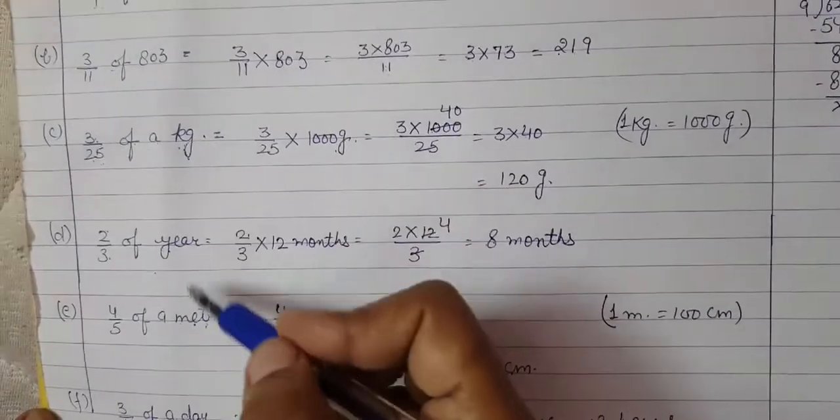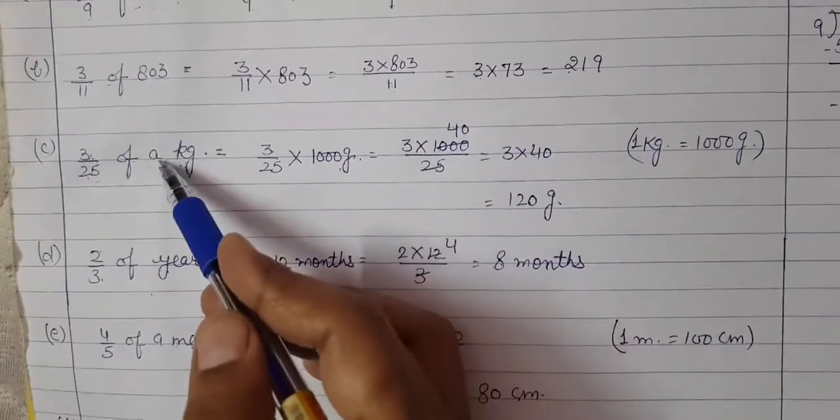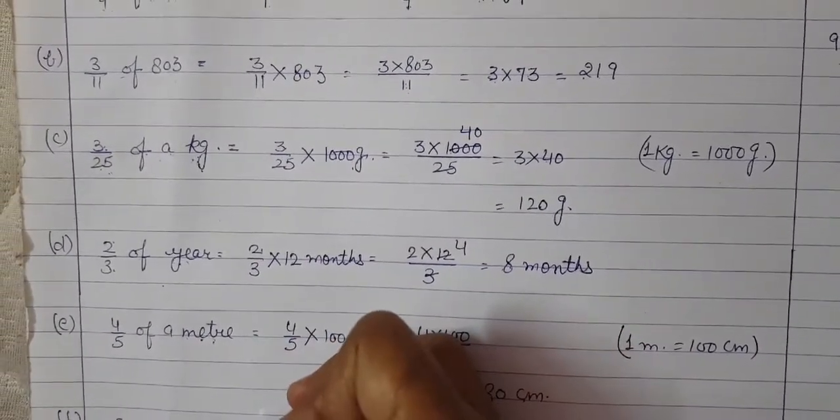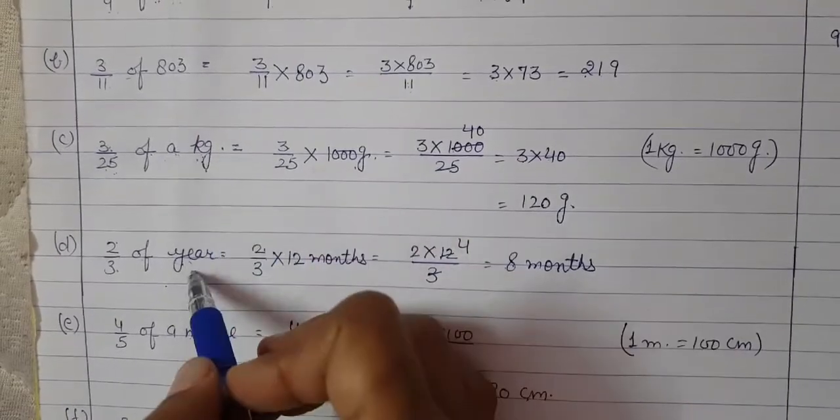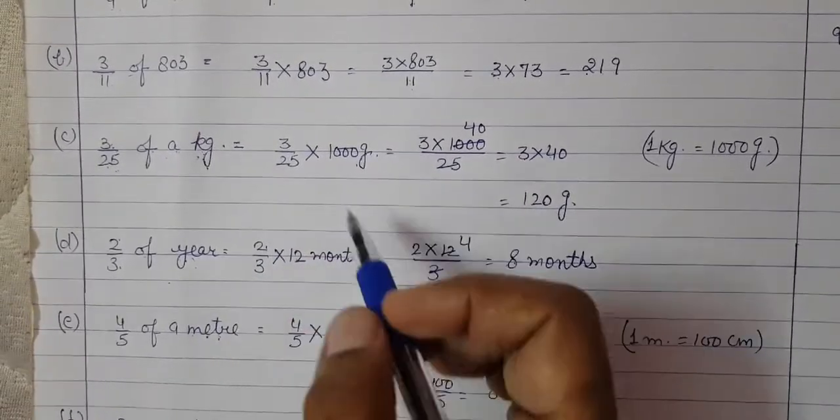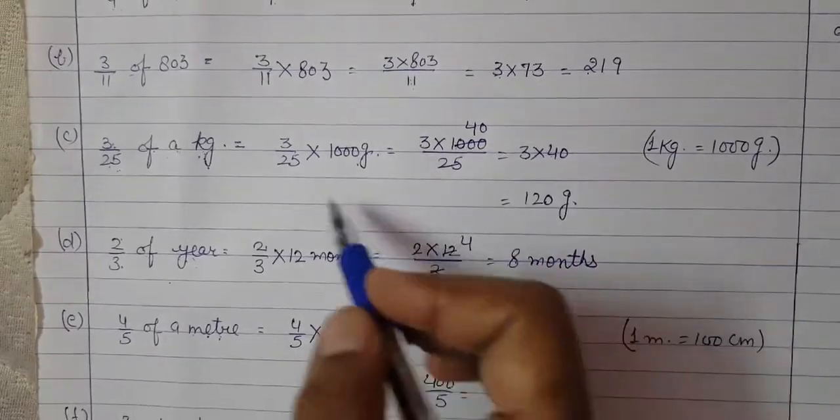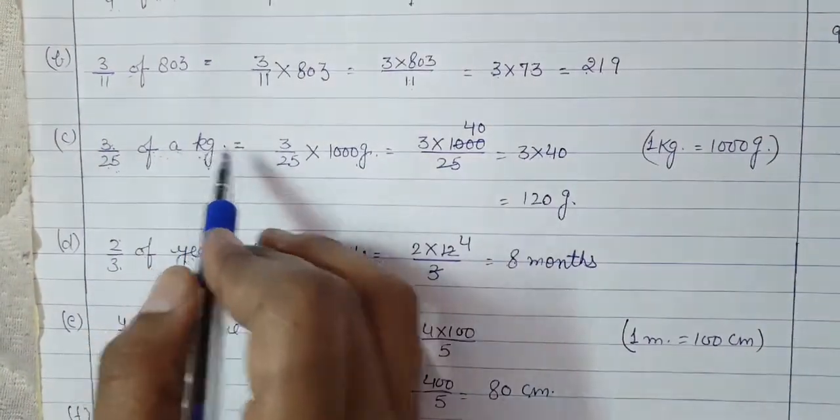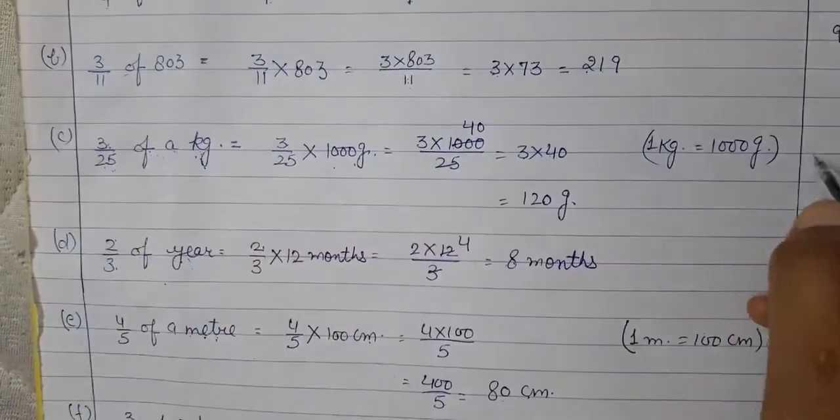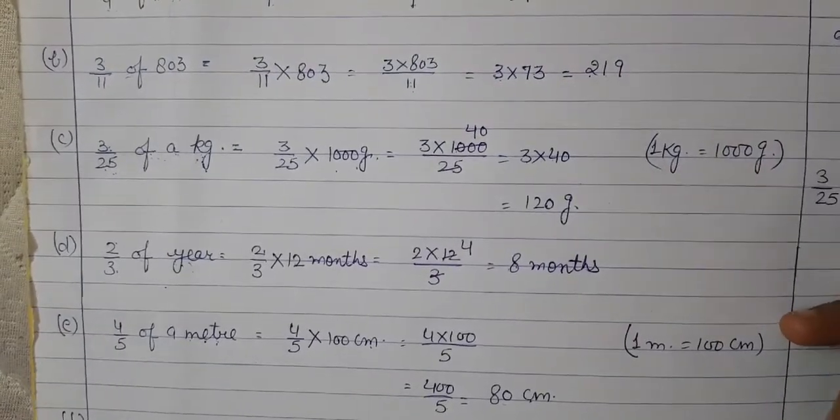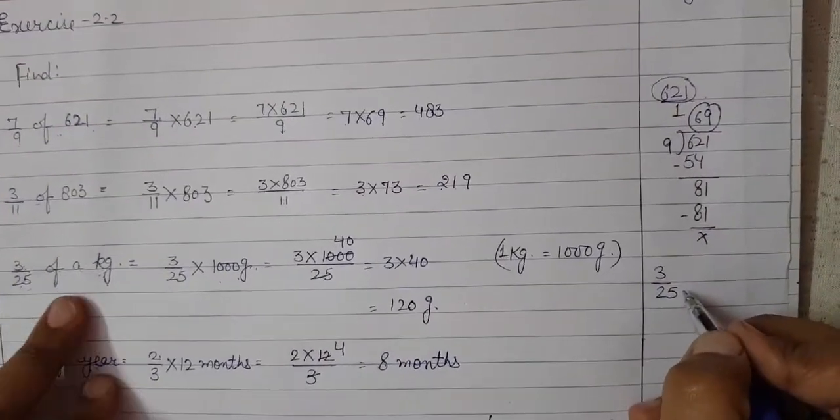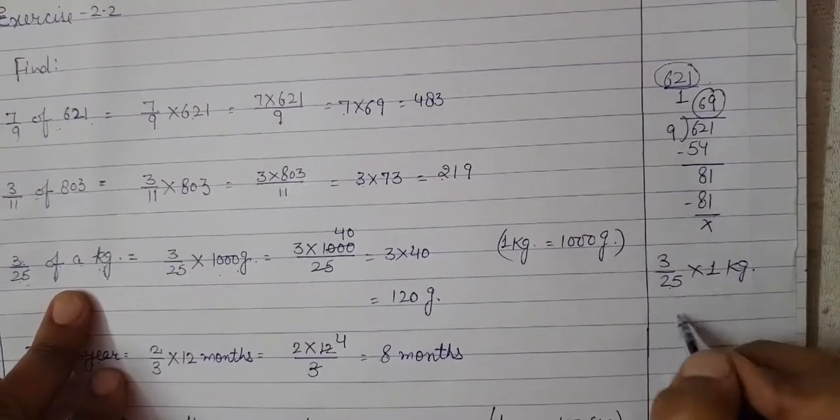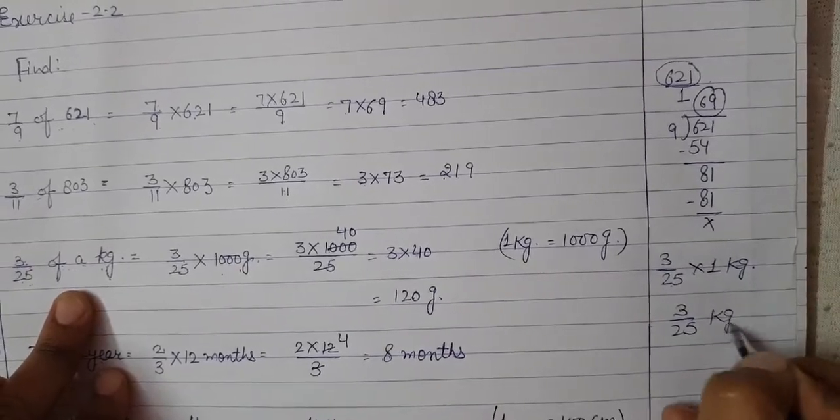Students, in these questions you can see the units are given in terms of 1, means 1 kilogram, 1 year, 1 meter, 1 day. So we have to convert them into such type of units that we can get some numbers here, so that we can get the answer. Because if we will not convert a kilogram into 1000 gram, then what will it be? 3 upon 25 of a kilogram means 1 kilogram, and if I multiply 1 with 3 upon 25, I will again get 3 upon 25 kilogram.